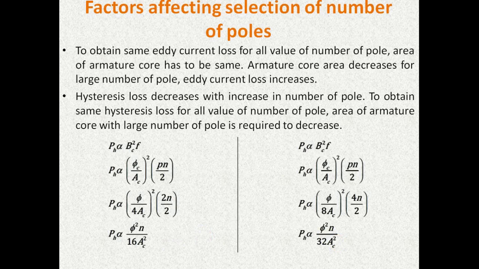In order to make this value the same, you have to reduce the value of armature core area in the case of a 4-pole machine. If you are able to reduce the value of armature core area to such an extent that the hysteresis loss is the same as that of the 2-pole machine, then we will be able to achieve the same hysteresis loss value, just like how we achieved the same eddy current loss value by equating the values of armature core areas.